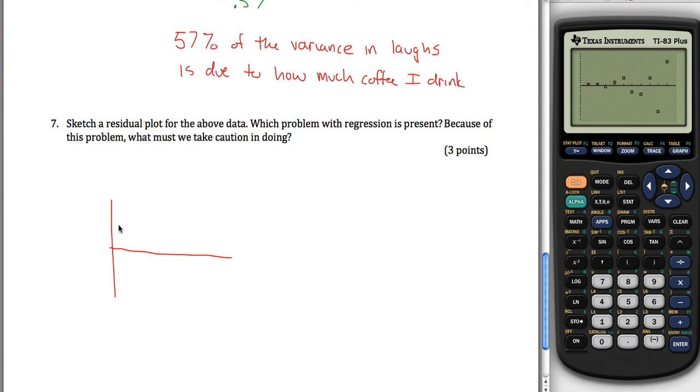So I got my residuals over here and my x values over here, and what you'll notice is that it kind of has this pattern where things stay really close to the line. The residuals are close to 0 when we're on the left side, but then as we get out to the right side, they get kind of far from 0. So here's a residual plot. These are residuals. And here's my x values, which were cups of coffee.